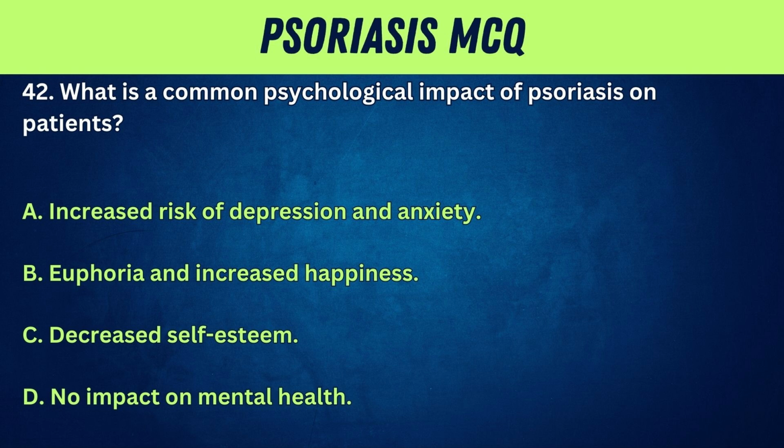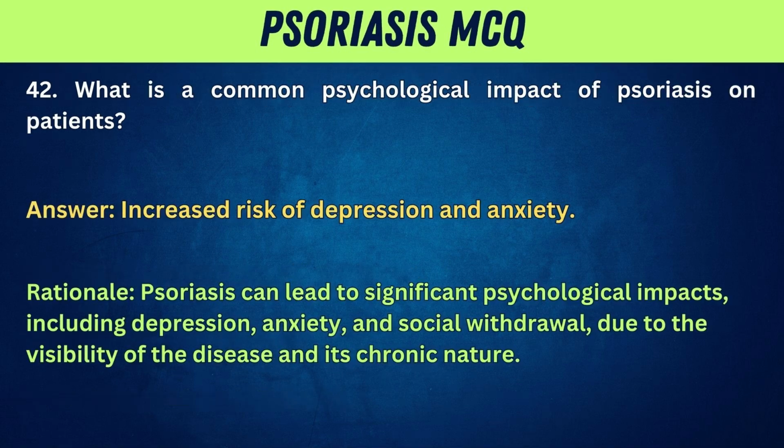42. What is a common psychological impact of psoriasis on patients? A. Increased risk of depression and anxiety. B. Euphoria and increased happiness. C. Decreased self-esteem. D. No impact on mental health. Answer: increased risk of depression and anxiety. Rationale: psoriasis can lead to significant psychological impacts, including depression, anxiety, and social withdrawal, due to the visibility of the disease and its chronic nature.